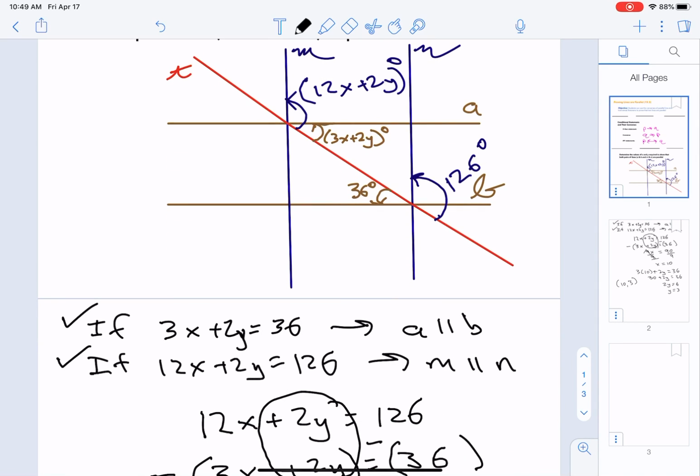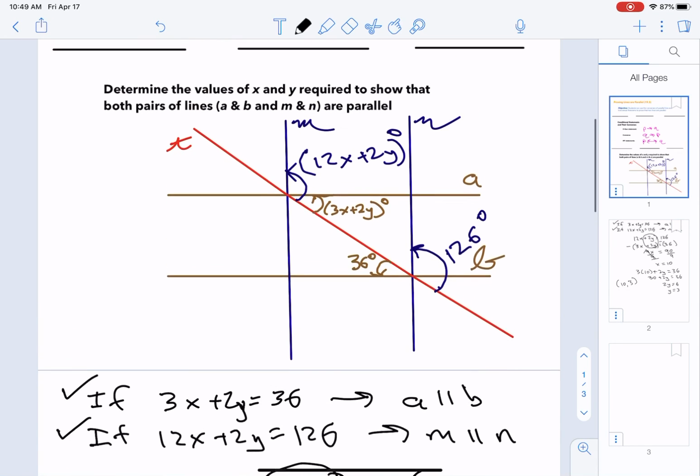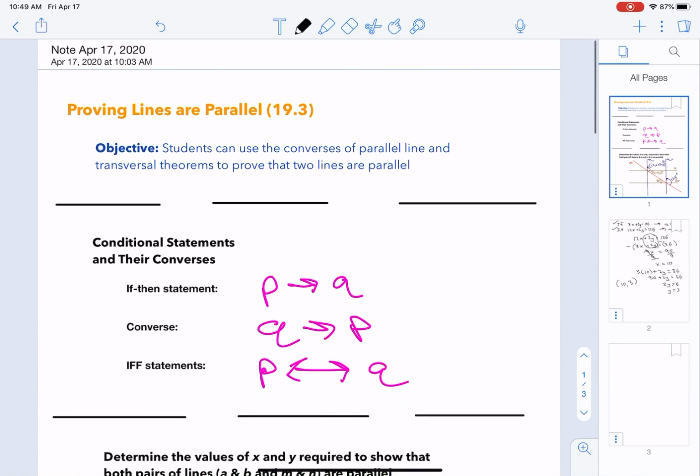By the same logic, 12 times 10 is 120, plus 2 times 3 is 6. It does equal 126, and so M is parallel to N. Fun. There will be more problems for you working with the converse of all these parallel line theorems, and I hope you have fun with them.